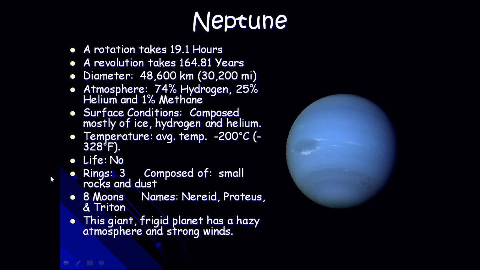The surface conditions suggest that it is composed mostly of ice, hydrogen, and helium. The average temperature is around negative 200 degrees Celsius. It cannot support life. It has 3 rings composed of rocks and dust, and it has 8 moons, with some of the popularly known ones being Nereid, Proteus, and Triton. Now, this giant frigid planet has a hazy atmosphere and very strong winds.